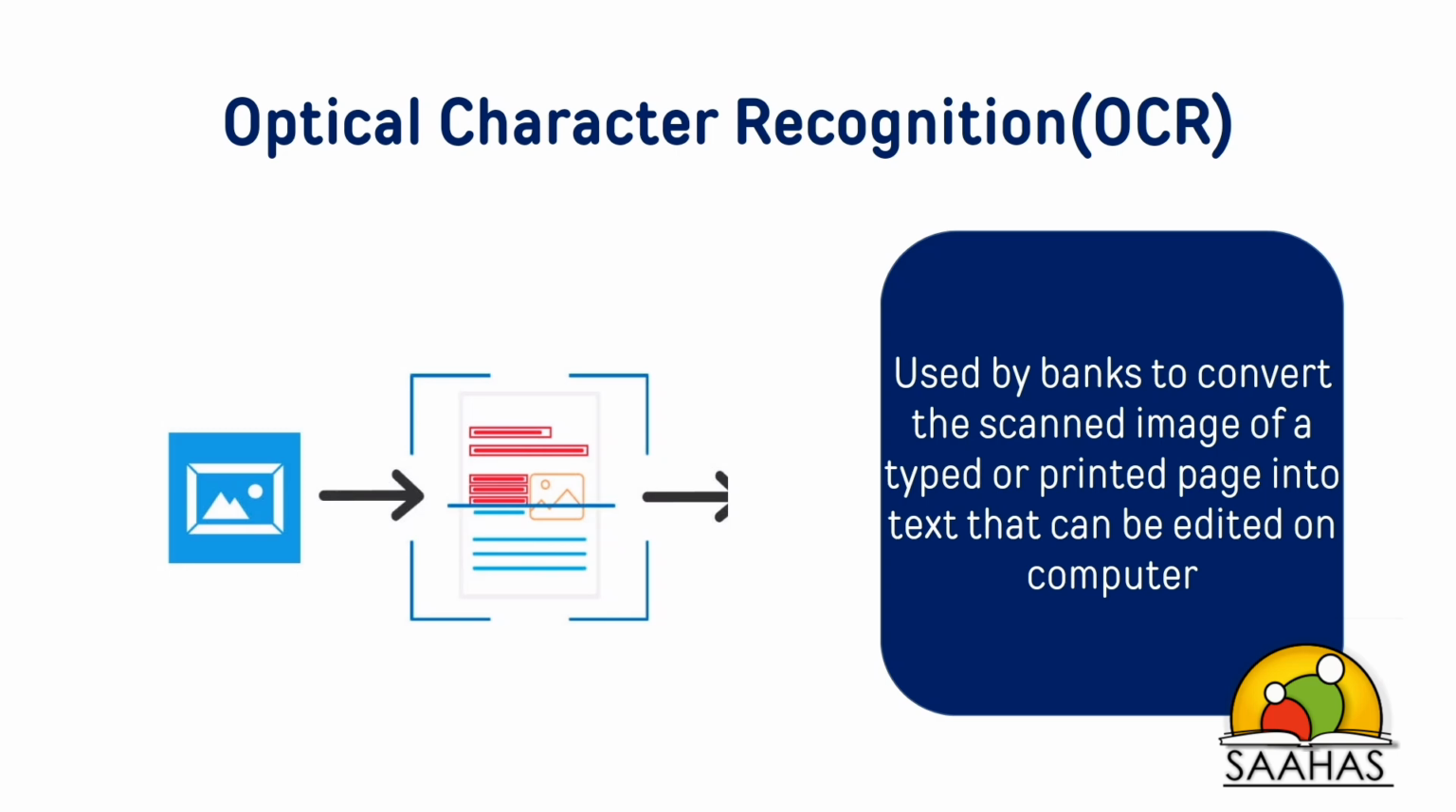Now the next one is OCR. What's the full form of OCR? Optical character recognition. Please remember this. In exam they ask this for true or false or filling the blanks. So this is used by the banks. It's one type of a scanner which is used by the banks to convert the scanned image or typed or printed pages into a text that can be edited on a computer.